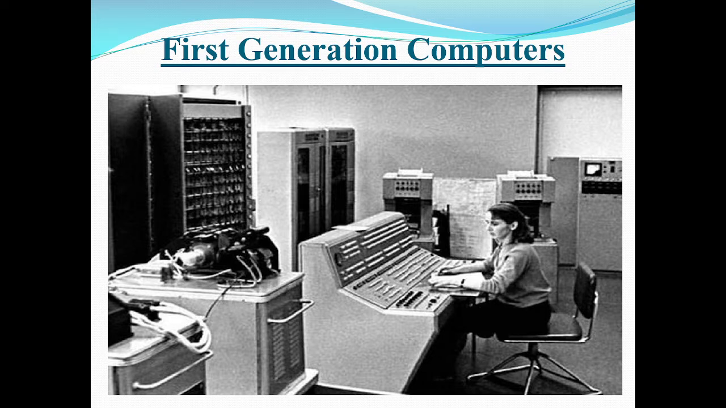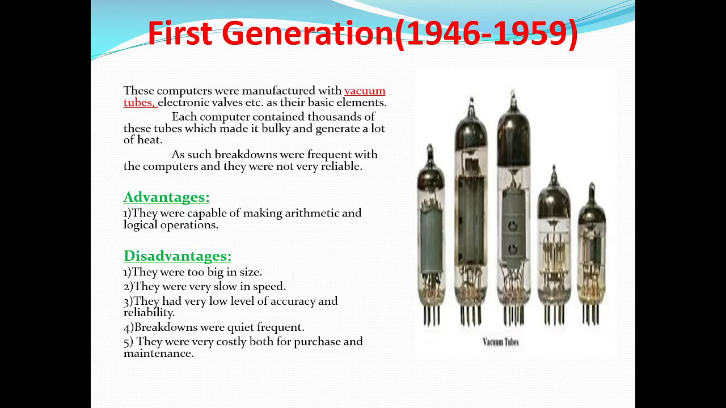So when you look at the first generation computers, they literally occupied a complete room. And even when we focus on advantages and disadvantages, as we are seeing, these vacuum tubes that we used in the first generations were not one or two, but thousands of such vacuum tubes were used, and that is the reason why the first generation computers were very bulky and were occupying a complete room.